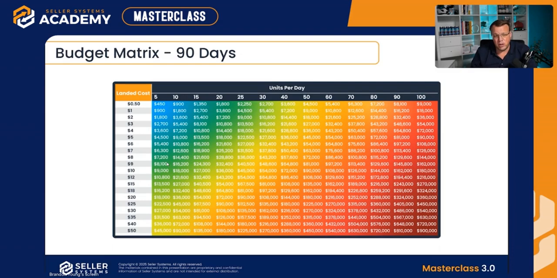Now, the problem with working backwards is we're going to use a tool like Jungle Scout. Now, I'm going to stop sharing and I'm going to go open up Jungle Scout.